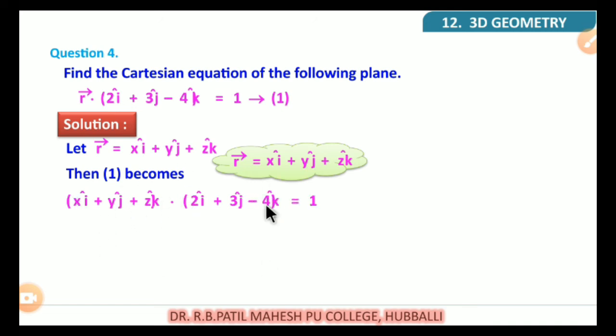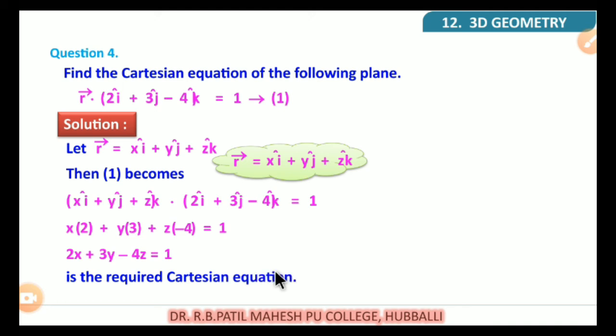Now do the dot product here. x into 2 plus y into 3 plus z into minus 4 is equal to 1. Now make the simplification. It becomes 2x plus 3y minus 4z is equal to 1. So this is the required answer for this given problem of finding the Cartesian equation of a plane.